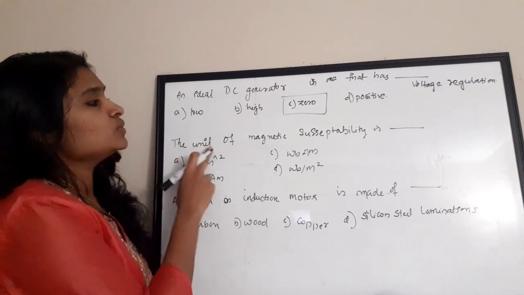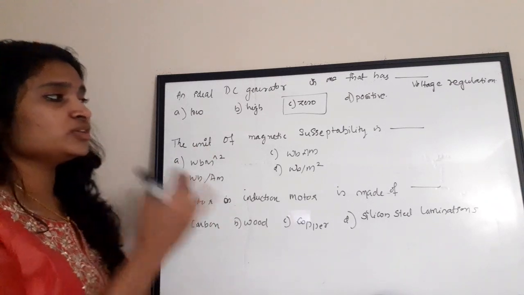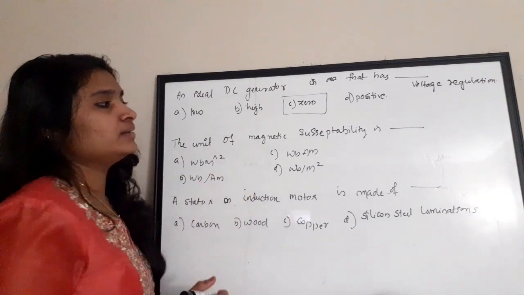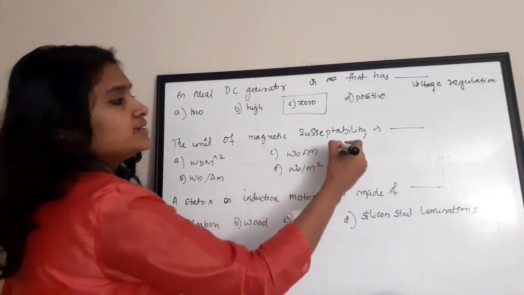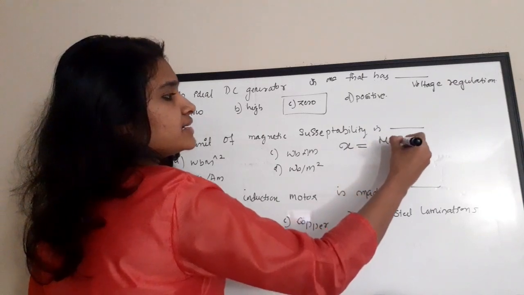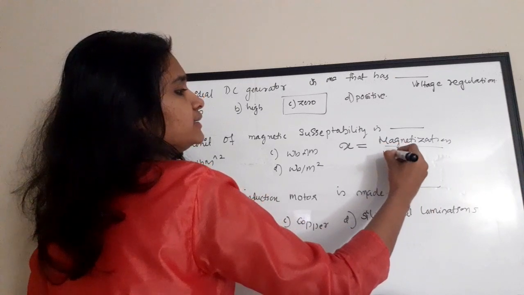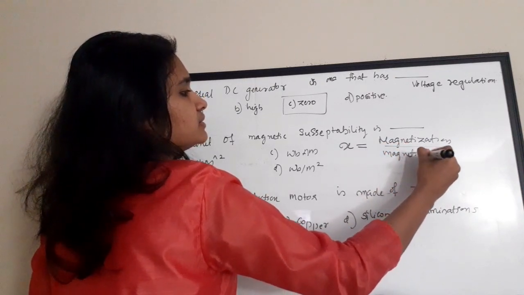Next question, the unit of magnetic susceptibility is dash. Before going to the unit, the expression for magnetic susceptibility, which is represented as X, is the ratio of magnetization to magnetic field intensity.